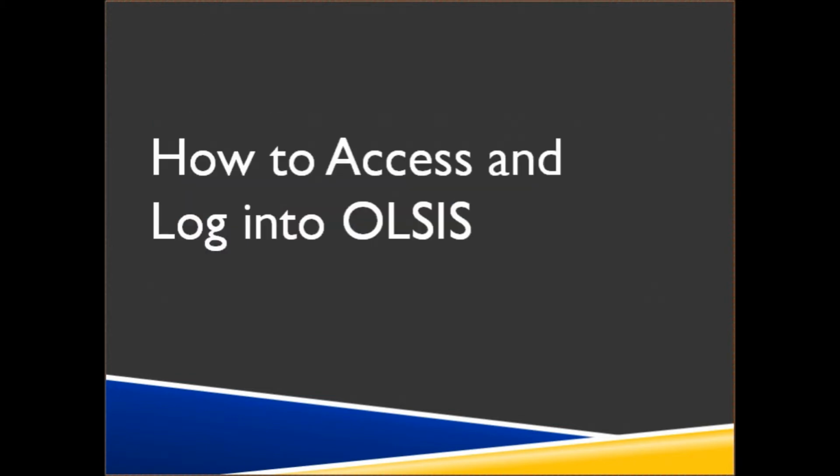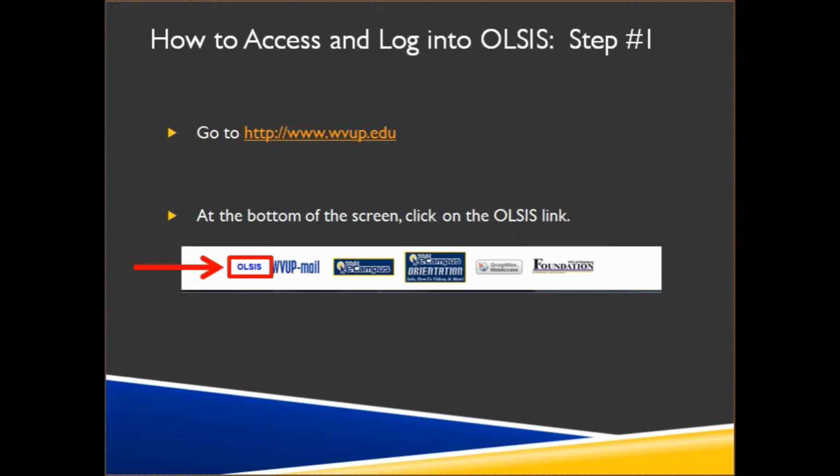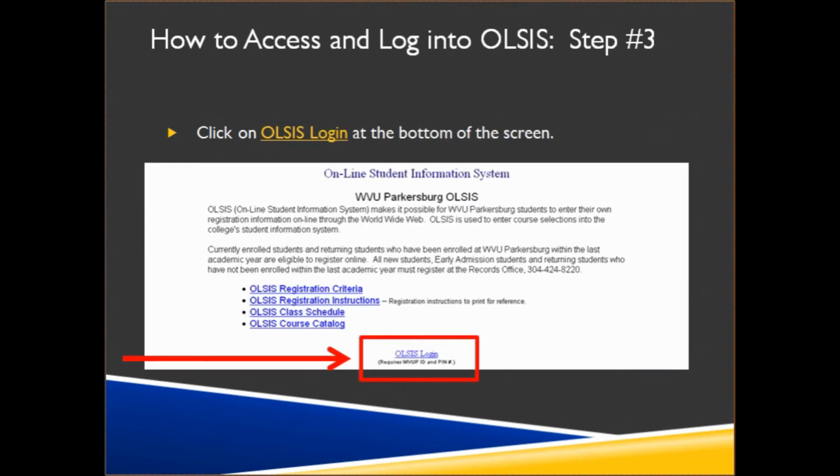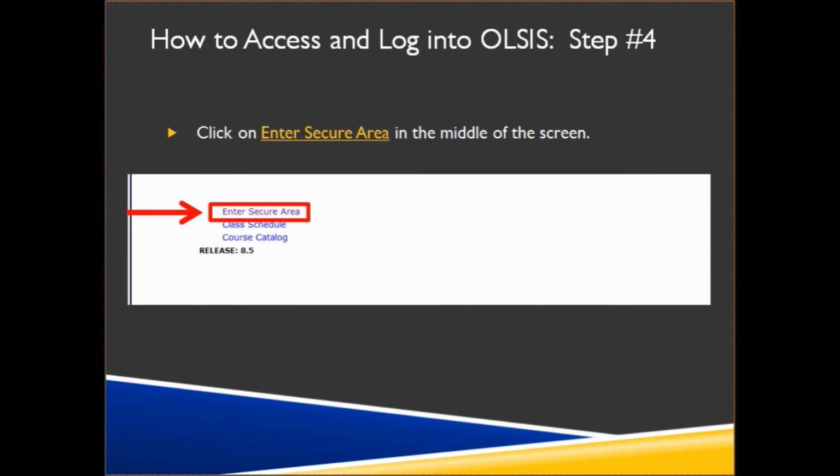How to access and log into Olsis. Step 1. Go to the WVUP homepage at http://www.wvup.edu. At the bottom of the screen will be an Olsis link. Step 2. On the screen, click the student link to Olsis. Step 3. Click on the Olsis login at the bottom of the screen. Step 4. Click on the Inner Secure area in the middle of the screen.